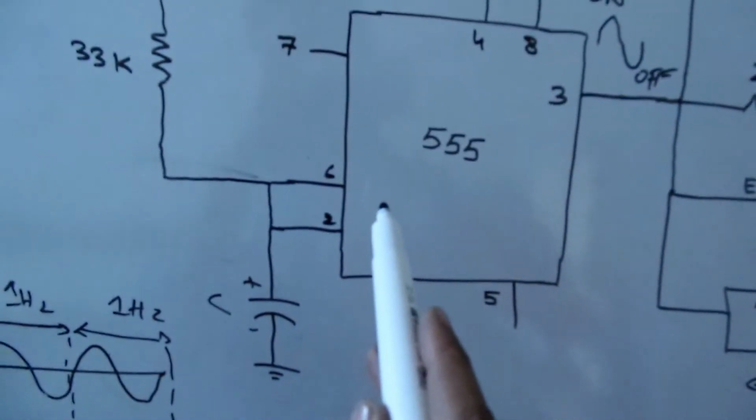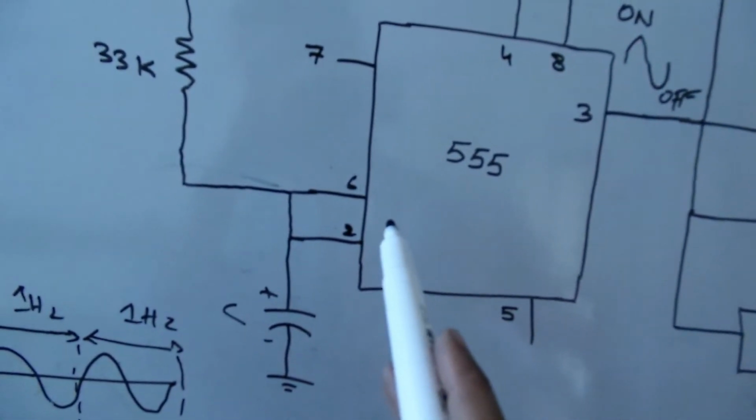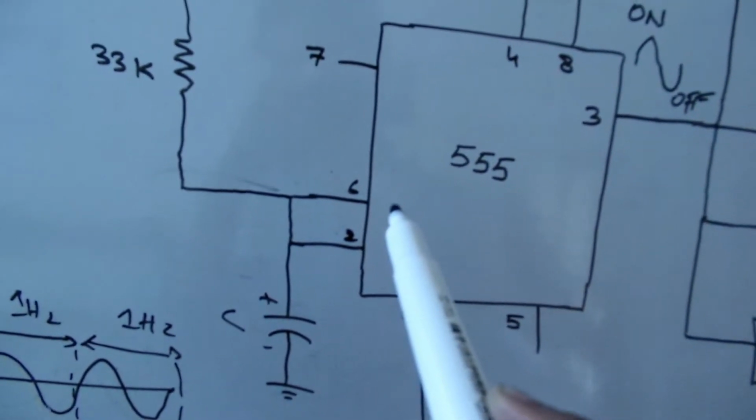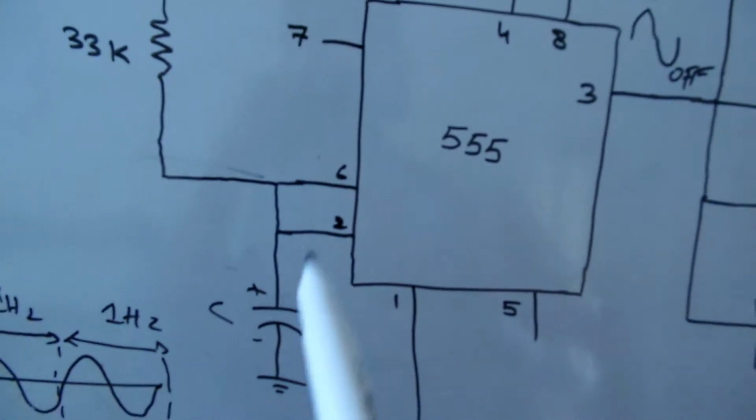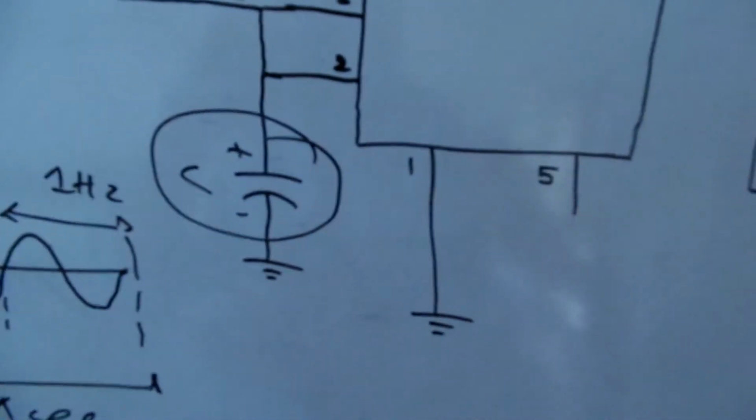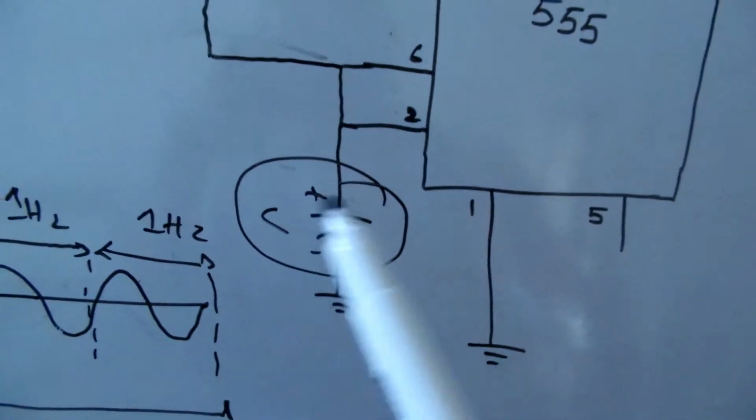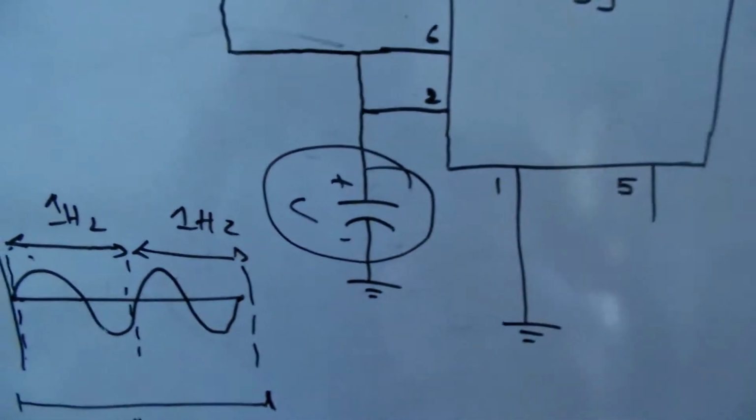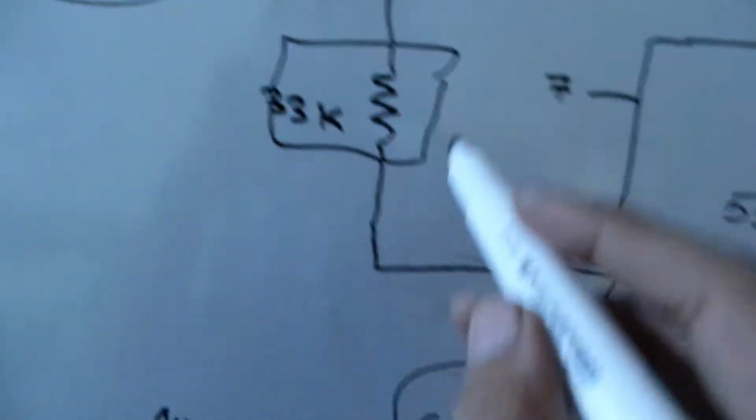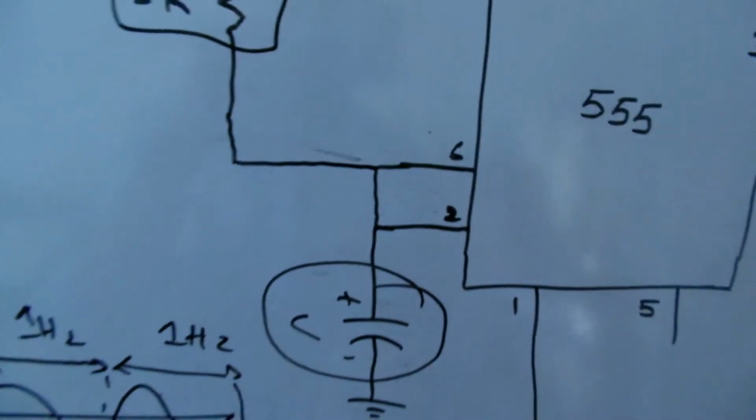We have the trigger pins, pin number 6 and 2. 6 is for threshold, while pin number 2 is for the trigger. Now these are being driven by the capacitor. This capacitor is specifically calculated, and this 30K resistor is actually used to charge this capacitor.